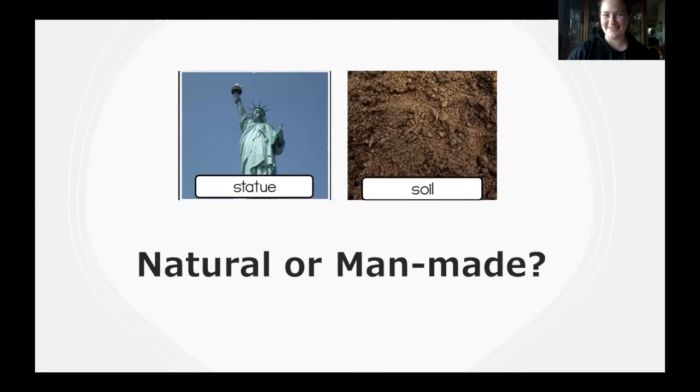Ooh, a statue and soil. Okay, what do you think? Which one is the natural resource? Yeah, it's the soil. Yeah, we didn't make that. It's just occurring naturally. And the statue, definitely man made. We didn't just wake up one day and it popped out of the ground. Somebody had to make it.